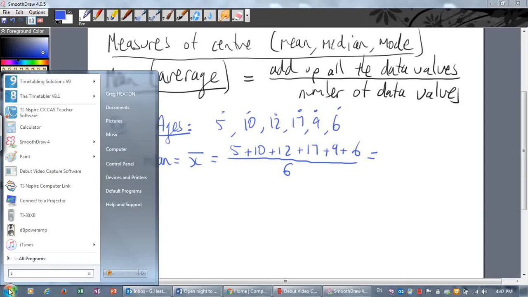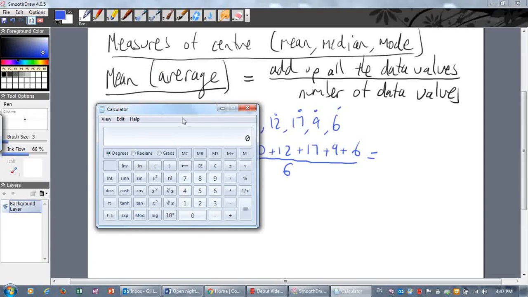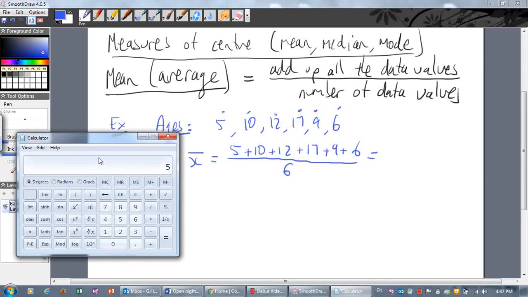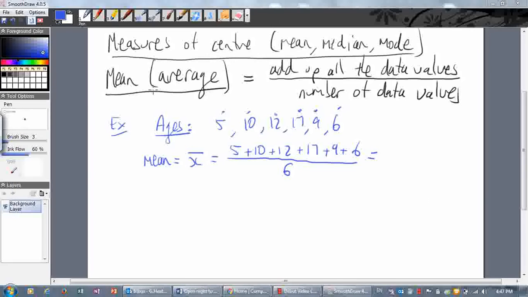What's that equal to? Let me go to my trusty calculator. So we do 5 plus 10 plus 12 plus 17 plus 9 plus 6 equals 59, and then we divide by 6 equals 9.83 recurring. So that's equal to 9.83. That's the average age of all those people, so the center of all those ages. Great, hope that makes sense.